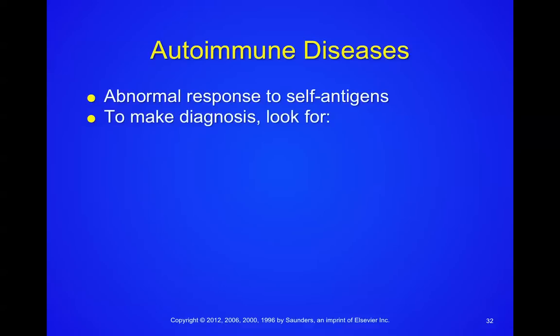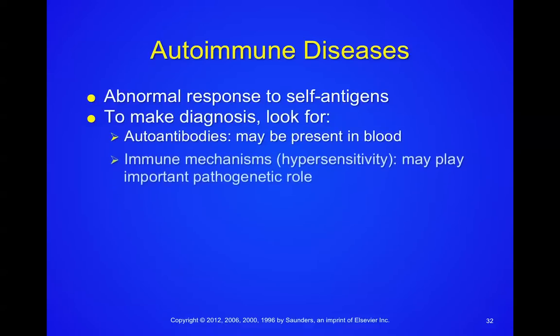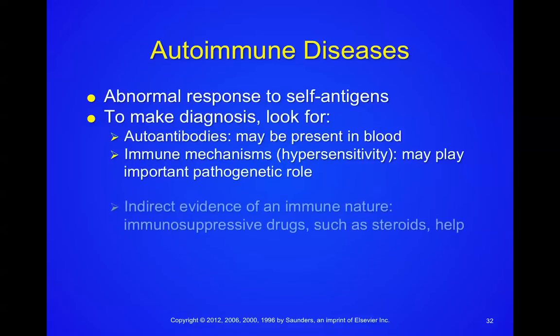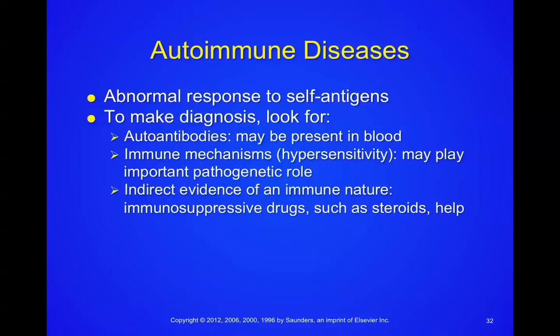To diagnose a disorder as autoimmune, look for the presence of autoantibodies in the blood. Evidence that immune mechanisms, hypersensitivity reactions, have played an important role in its pathogenesis and may be the cause of the distinctive pathologic lesions. Also, indirect evidence of an immune nature. For example, immunosuppressive drugs such as steroids help.